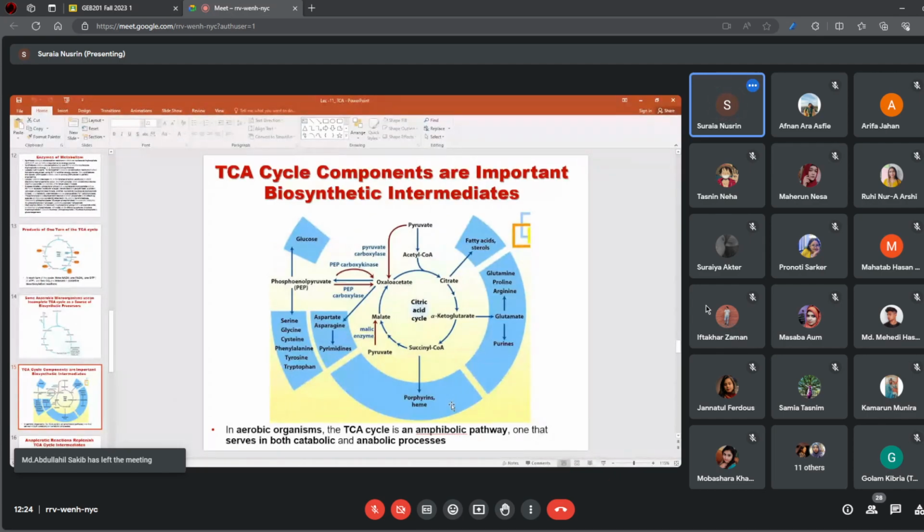What is your understanding if a cycle is going on and you are utilizing the intermediates for another purpose? What will happen to that original cycle?